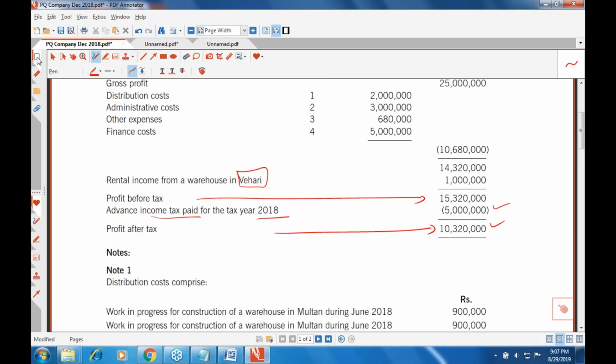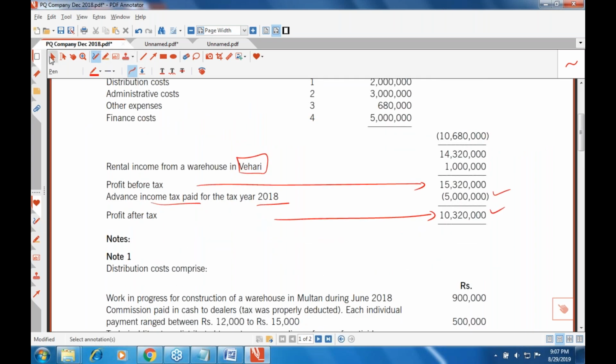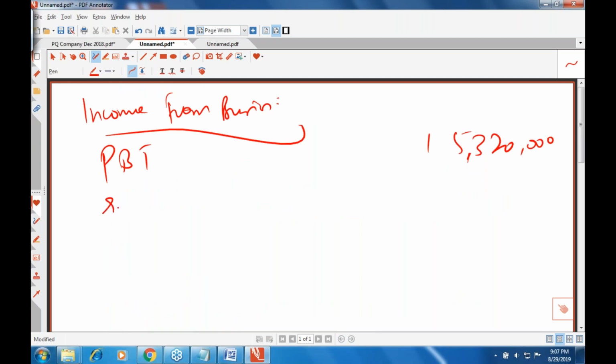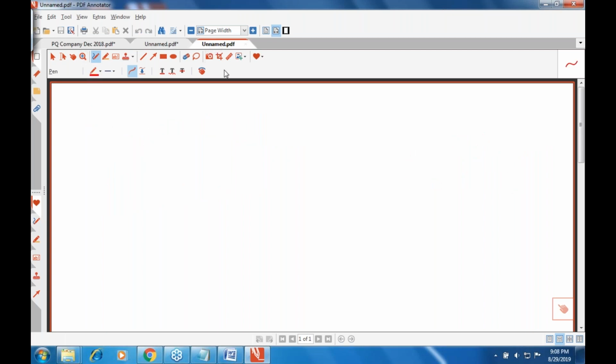The first thing we need to understand is that there is a rental income included from a warehouse in Vihari. So you need to remove the rental income from here. Why would you exclude it? Because the rental income has to be included in the income from property. So I'm going to simultaneously calculate the second thing, which is the income from property.